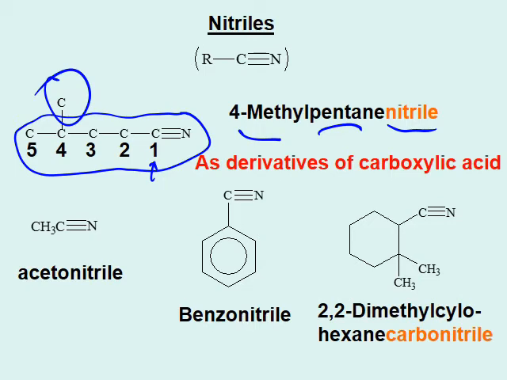Similarly, you can see some of the common names. Acetonitrile, instead of acetic acid, you get acetonitrile. Instead of benzoic acid, this becomes benzonitrile. So if you remember the name of the corresponding carboxylic acid, naming of these kinds of compounds would be much easier. So the last one is 2,2-dimethyl. This is 1 methyl, this is the second methyl. So 2,2, this is 1 because it contains the functional group. So this is 2,2-dimethyl cyclohexane carbonitrile, instead of saying carboxylic acid, which is the corresponding carboxylic acid.